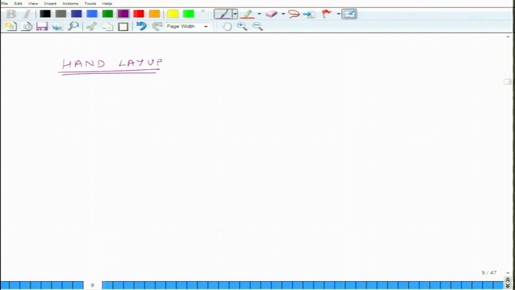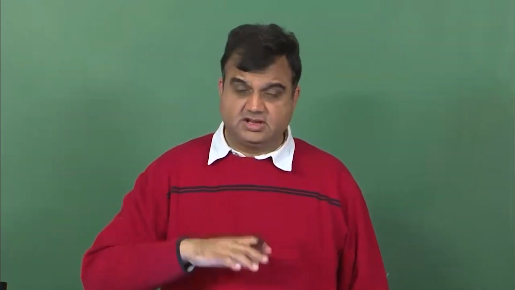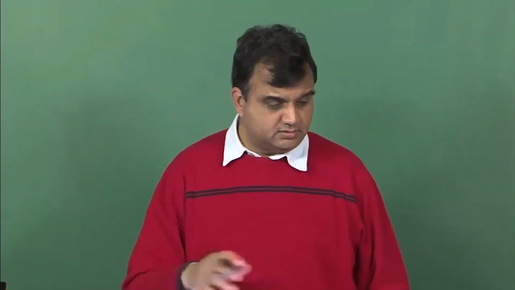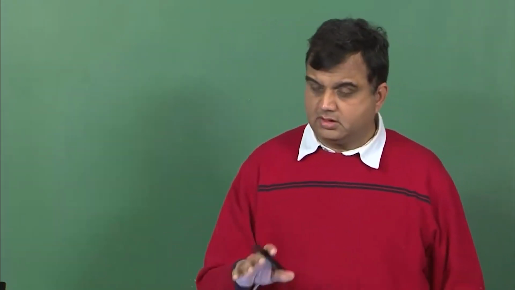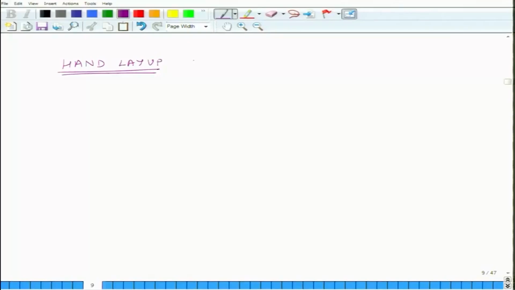As the name suggests, there is a lot of manual labor involved in the process, and the reason it is known as hand layup is because all the placement of fibers is done manually, and you lay these fibers either layer by layer or in bundle using manual processes. This process is also known as contact layup.